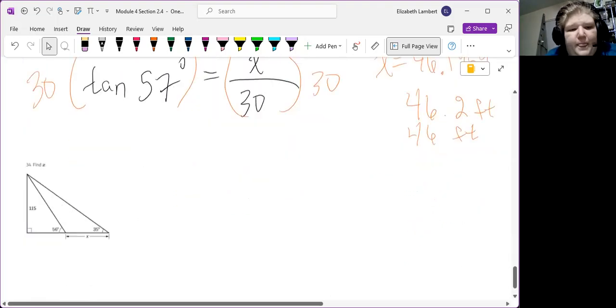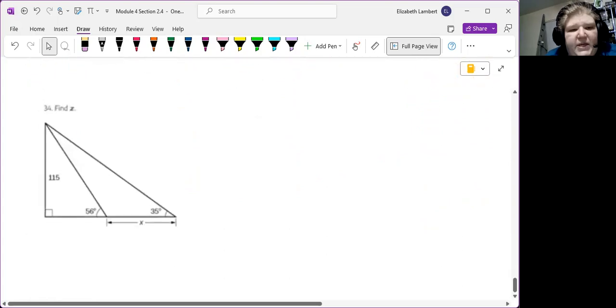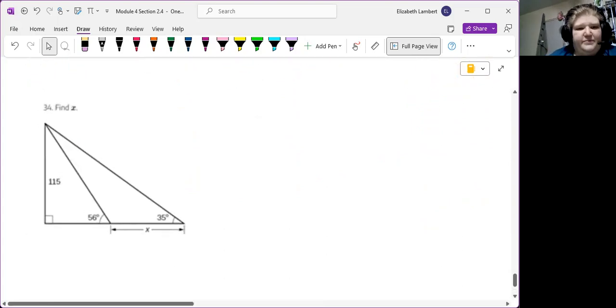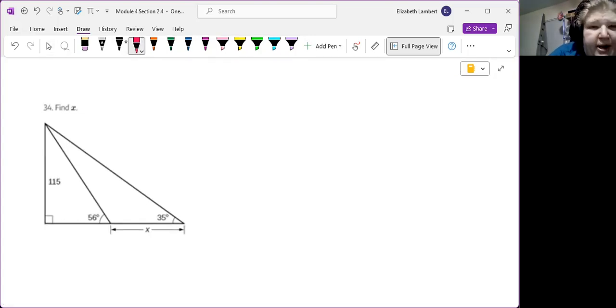And then we have this weird little figure. We're told to find x. Here's the smartass answer.